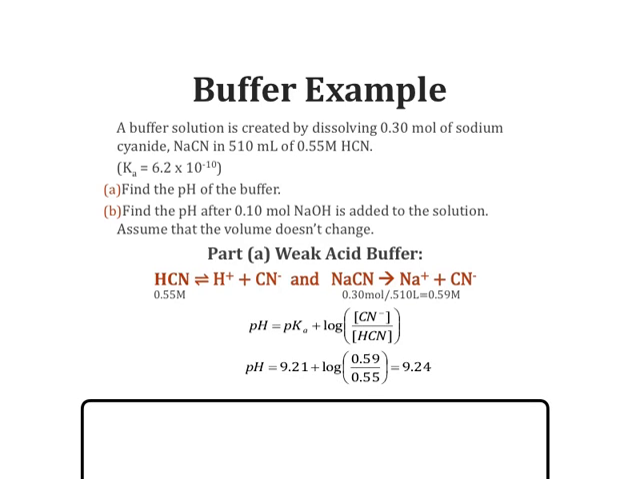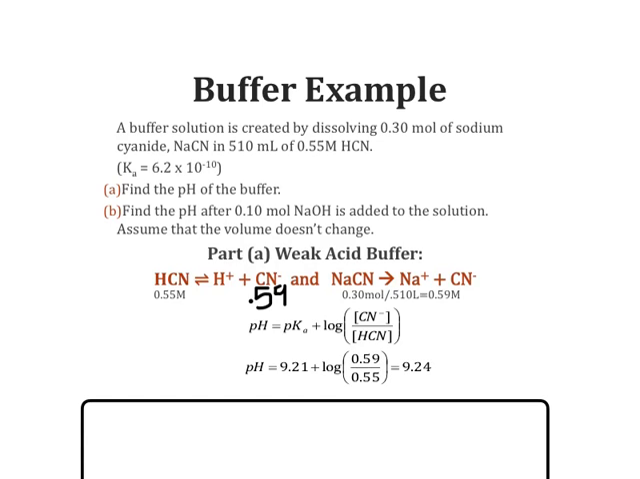So we can solve this either using an ice chart. If I use an ice chart, the initial concentration for my HCN would be 0.55, and the cyanide would be 0.59, and then they change according to X, and at equilibrium, you could solve for X using the Ka expression. However, since we do have an initial concentration for CN minus, which is 0.59, we can go ahead and use Henderson-Hasselbalch.